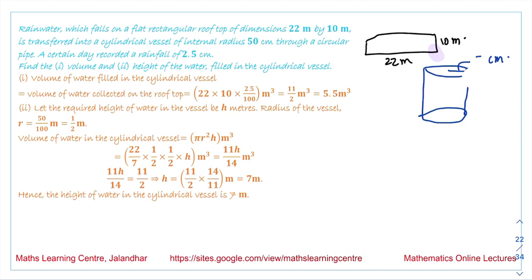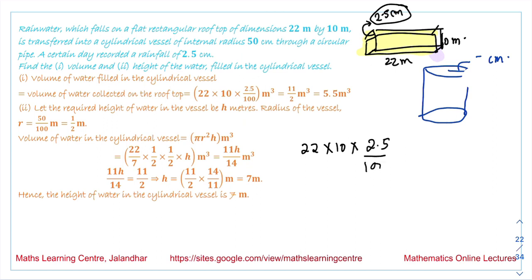It is given that on a certain day, the rainfall is 2.5 centimeter. Rainfall is 2.5 centimeter means that if the water is collected on this roof, the height is 2.5 centimeter. So the total volume of this water is 22 meters into 10 meter into 2.5 by 100 meter. This is the total volume of water collected that day, and that water is transferred into this cylinder. We have to find the height.